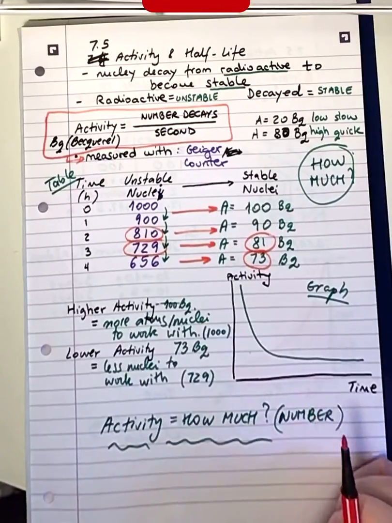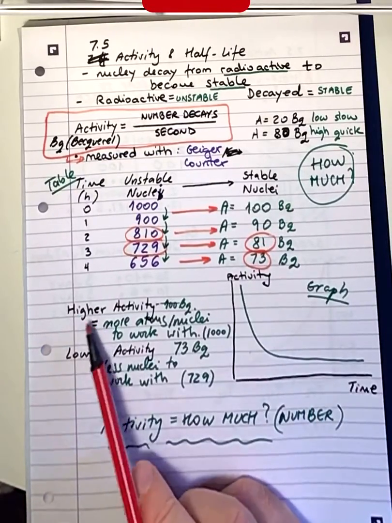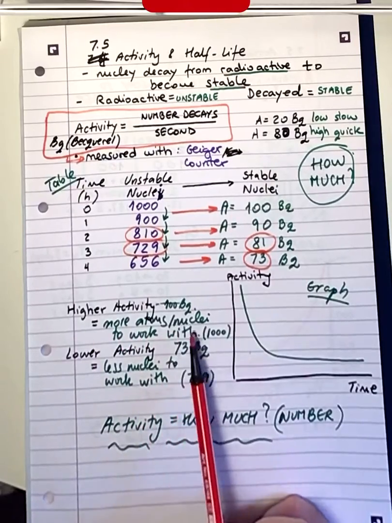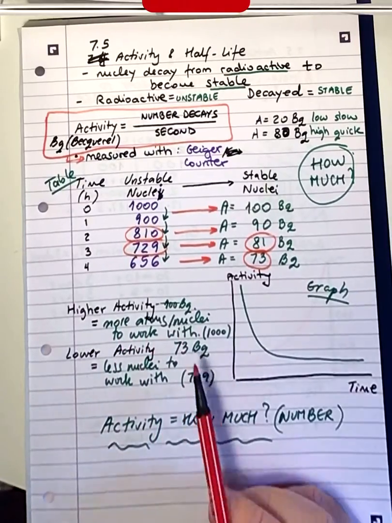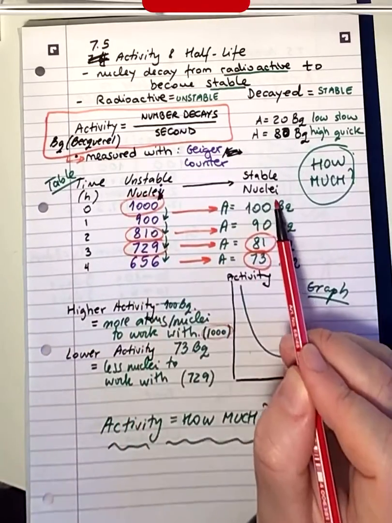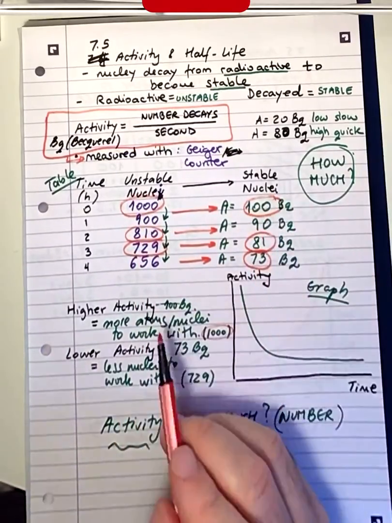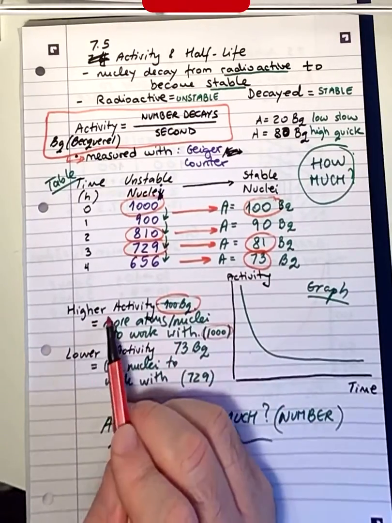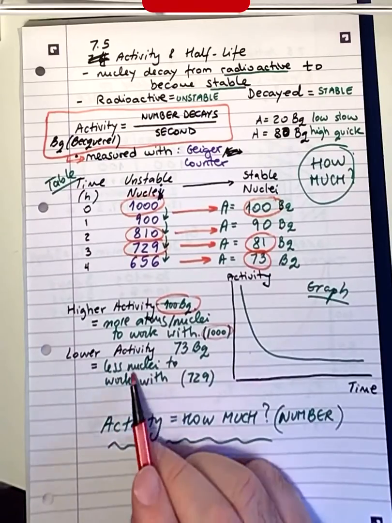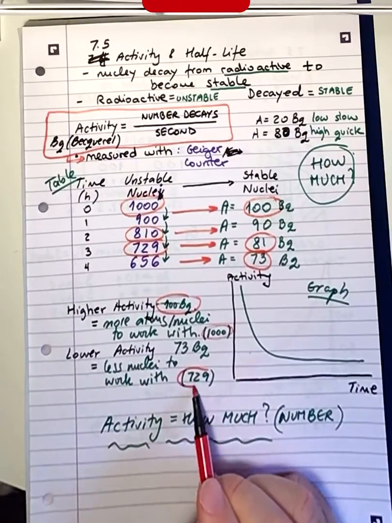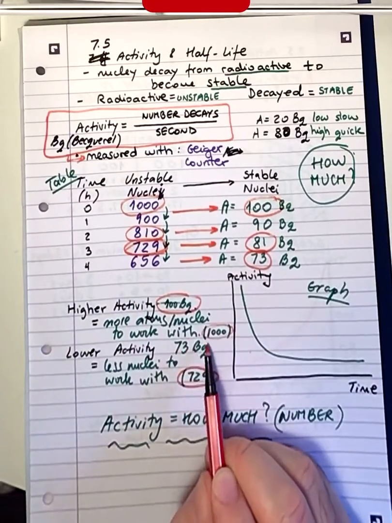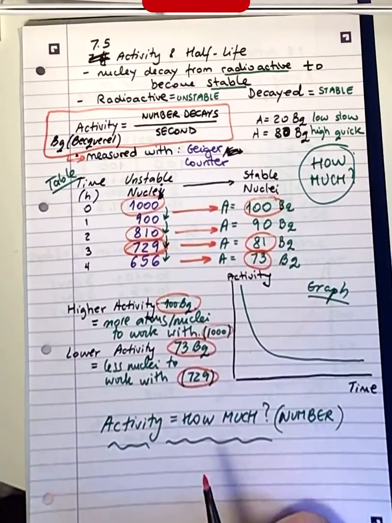What does this mean? This means that the higher activity will be when there are more atoms or nuclei to work with. So when I had 1000 nuclei to work with, like at the beginning, my activity was 100. So my activity was high when I have a lot of nuclei to work with, and lower when I have fewer nuclei to work with. When I only had 729 nuclei to work with, my activity was also less, only 73 becquerels.